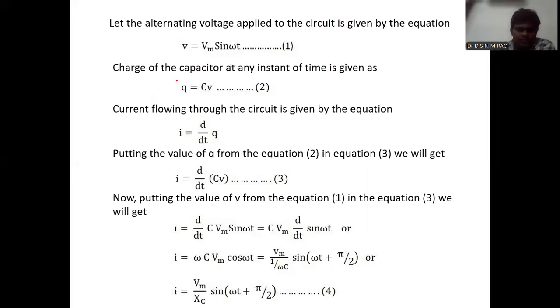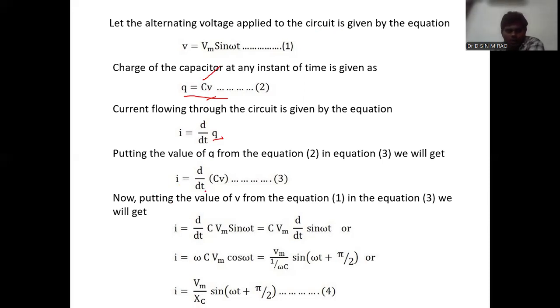As we know, the charge stored in the capacitor at an instant of time is Q equals C V. The current flowing through the circuit is given by I equals dq by dt. Putting the value of Q in the above equation, I equals d by dt of C V, where C is the constant term, the capacitance of the capacitor.